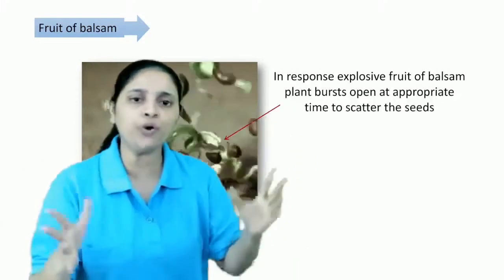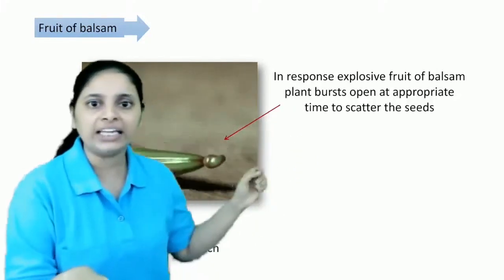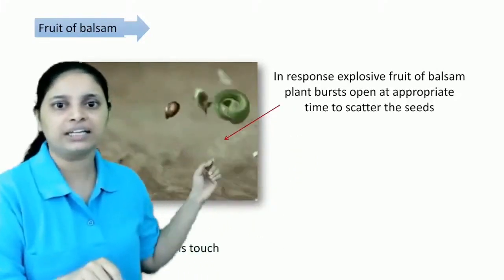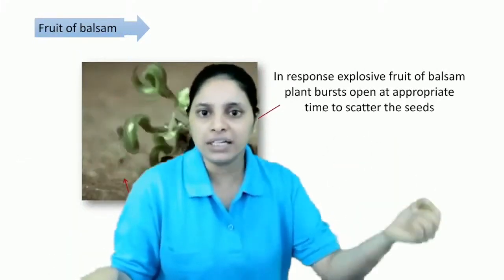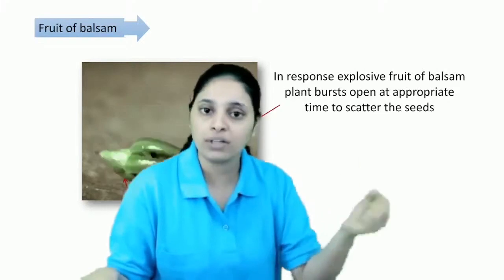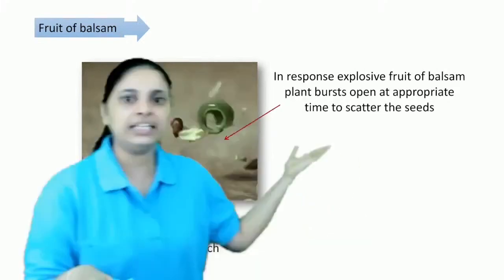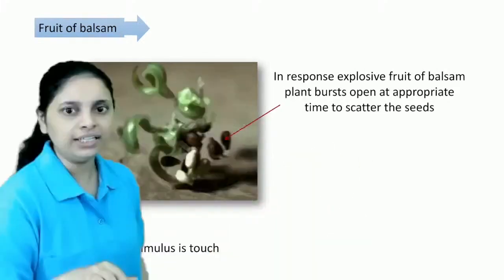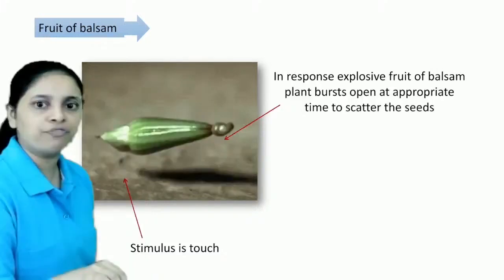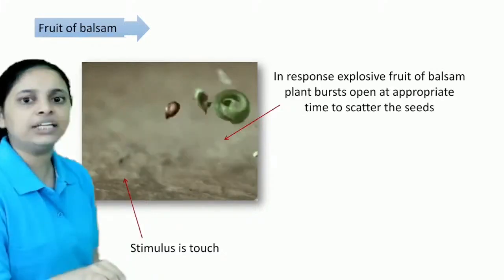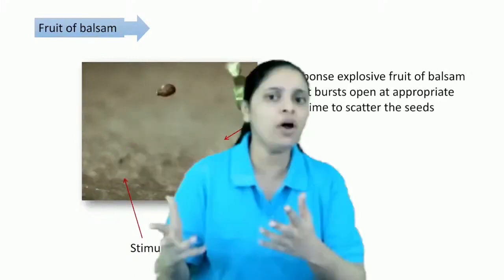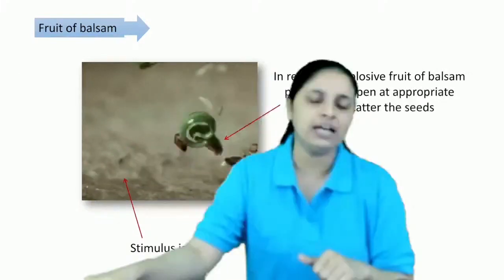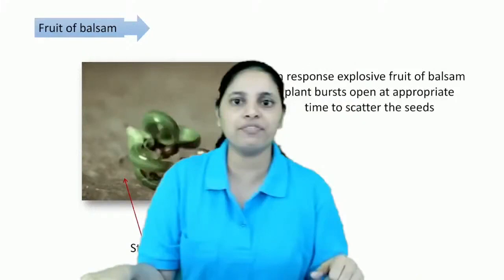Why should the fruit open up? So that all the tiny seeds which are present will scatter, they will disperse, and whenever favorable conditions are present and water is available, these seeds will germinate, right? Again, observe carefully. As soon as the fruit is touched, what we can see? The response is basically burst opening of the fruit. Is it clear everyone? Very good.